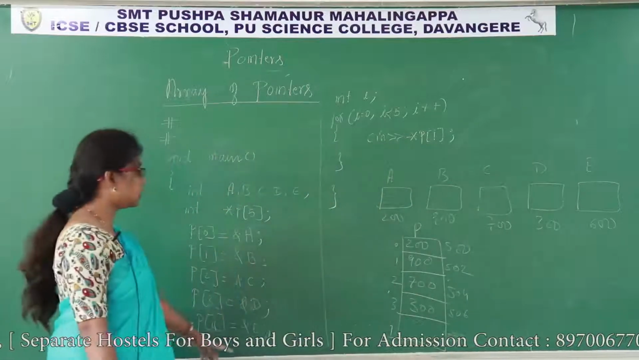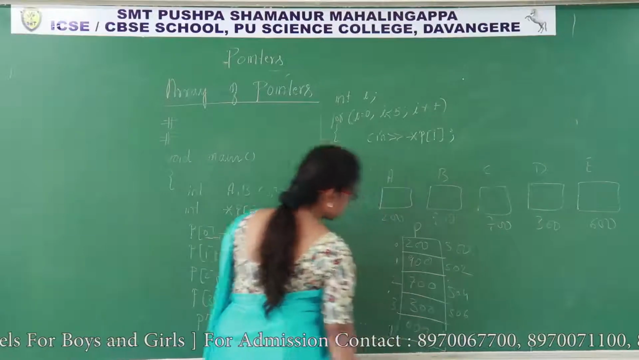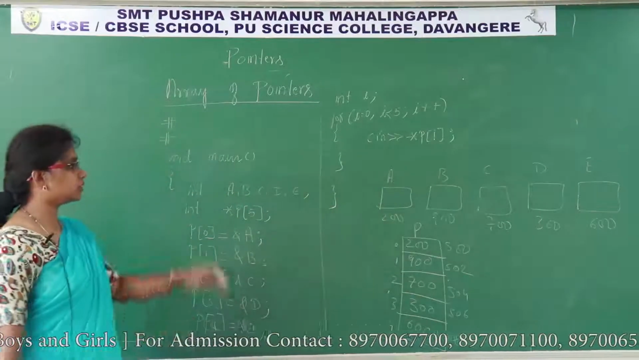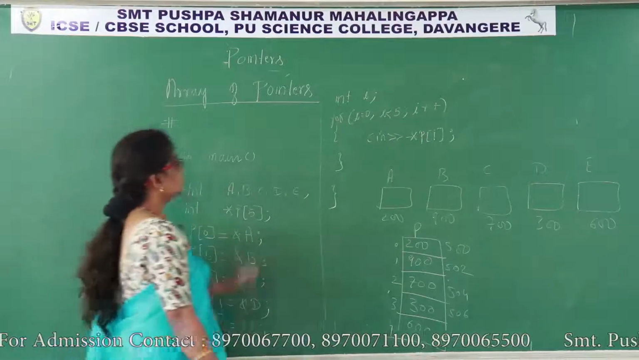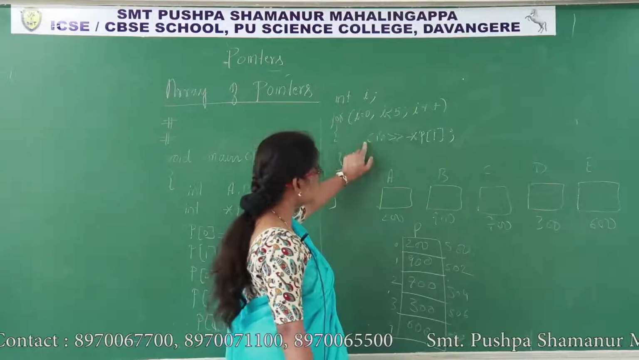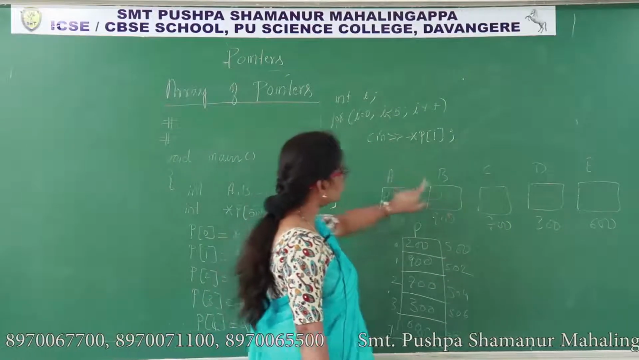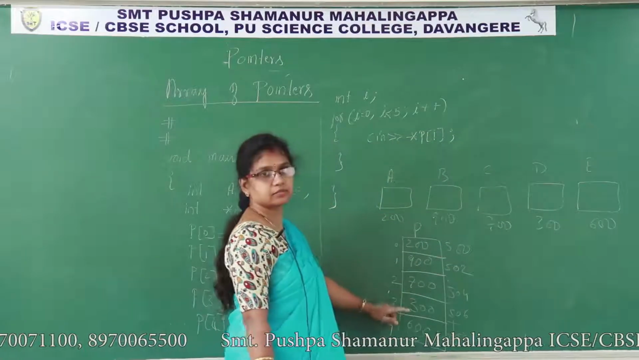P of 4 is equal to ampersand E, 600. Like this, the addresses are stored in this array of pointers. Now, let us come to this code. I am going to read values for these variables using this array of pointers.